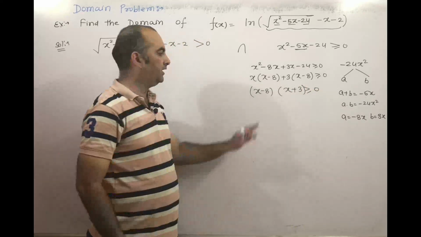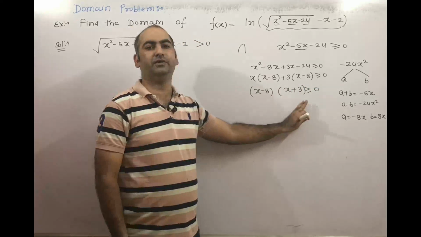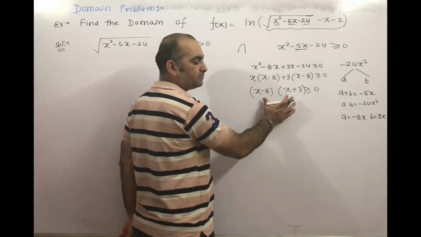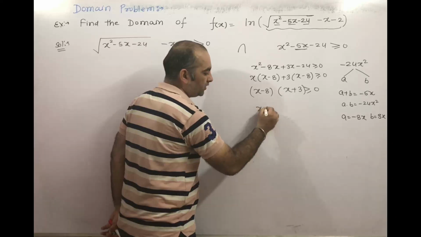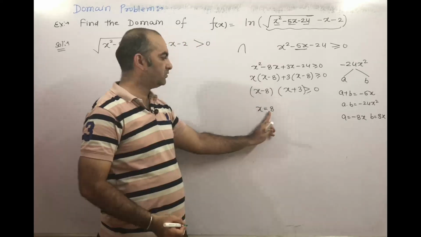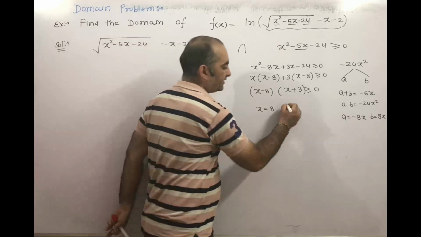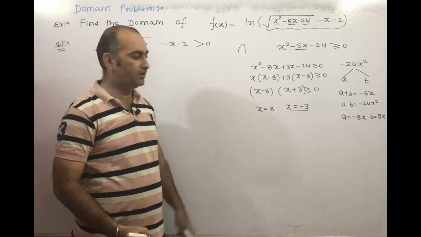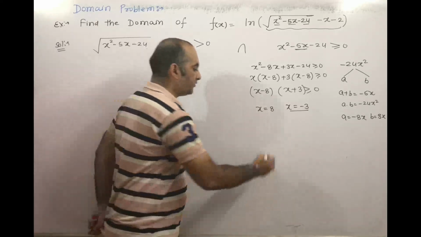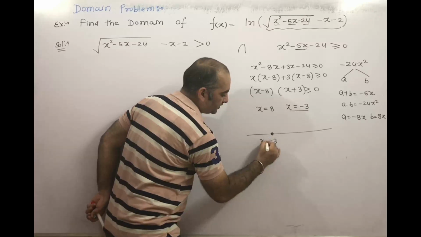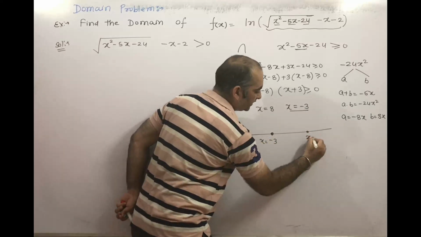Now this is an inequality, so from here we can use the wavy curve method. Here we will find the critical points, where this becomes 0. So x = 8 makes it 0 and we want equal to 0, so x = 8 is possible. Similarly x = -3 is also possible. So these two are critical points and both are included. Now we will draw the number line. So x = -3 is included and x = 8 is also included.